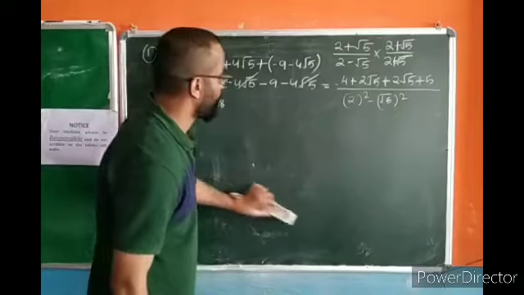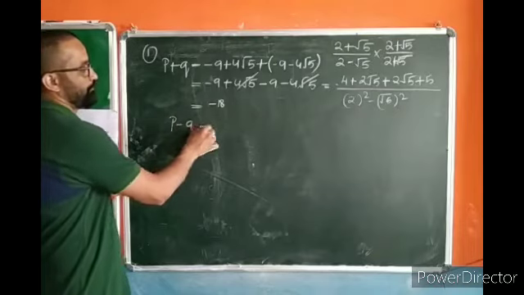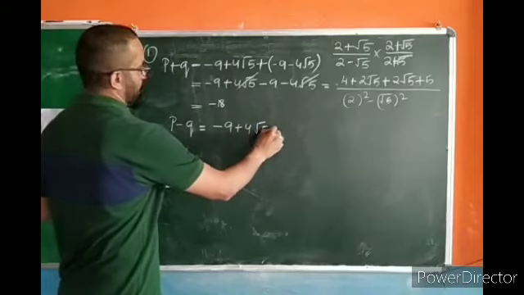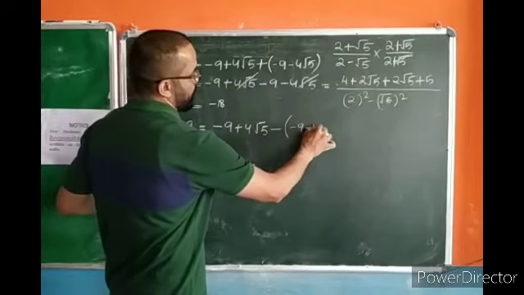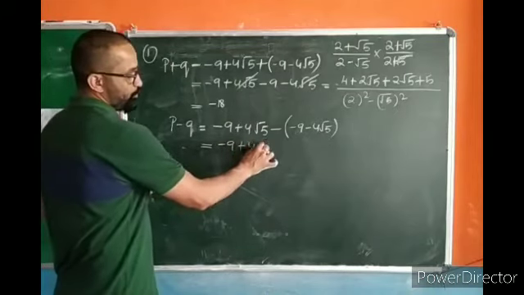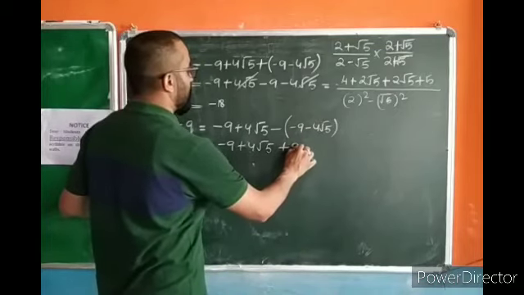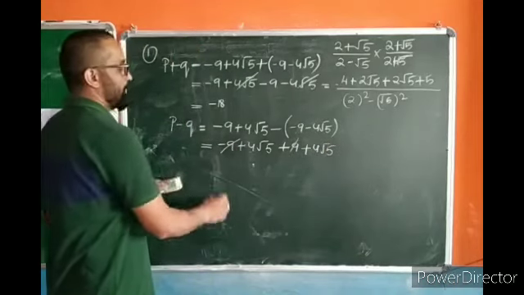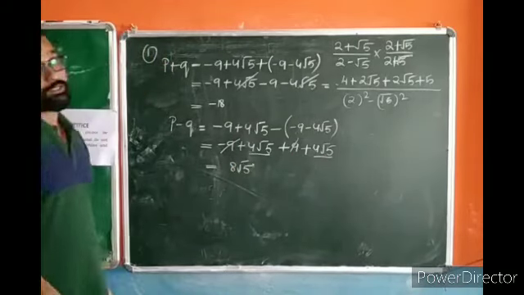Second one, you have to calculate the minus value now. Look at this one, P minus Q. We know P, minus 9 plus 4 root 5, minus, then Q has to be kept inside a bracket, minus 9 minus 4 root 5. It is minus 9 plus 4 root 5, minus into minus is plus, we get 9 plus 4 root 5. Minus 9 plus 9 cancels. Added up, 8 root 5. Second answer.